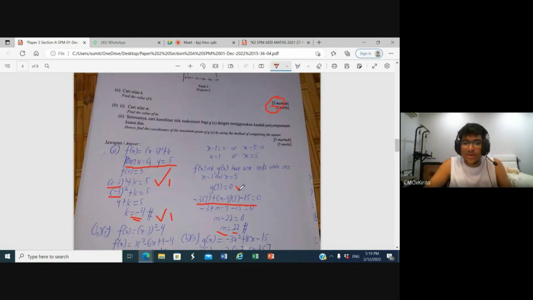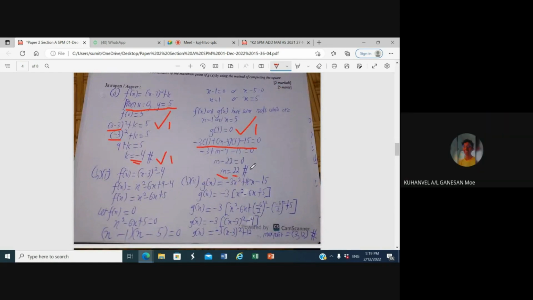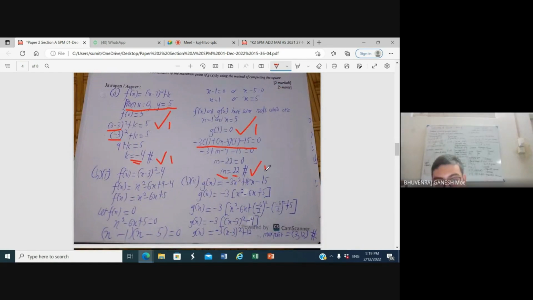Question again? The maximum point, right? Using completing the square. I see only x, no x square. How to complete the square? This one is only 2 marks.